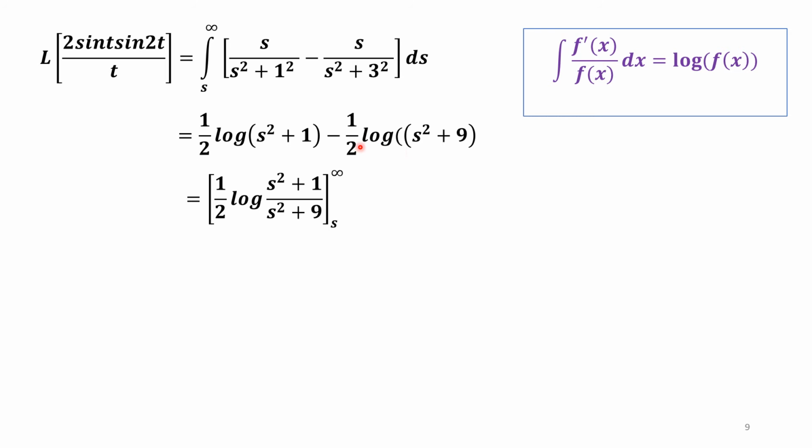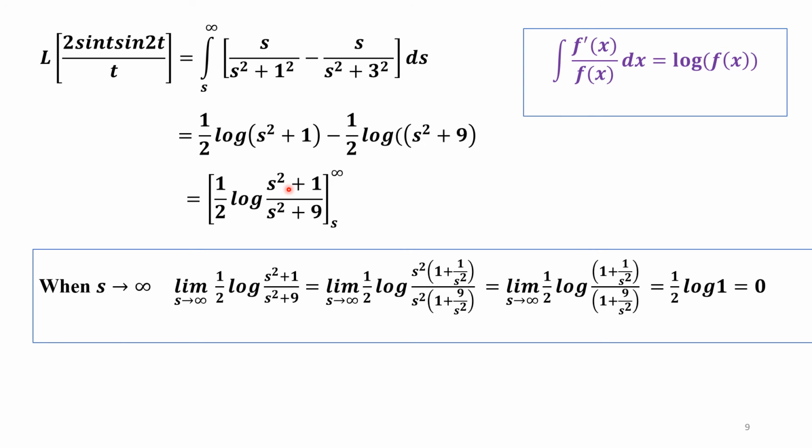We can combine, as we have not applied the limits yet. Before that we can combine the logs: log a minus log b, which is log of a by b, and then apply the limits s to infinity. Thus we have integrated, combining these two terms and then applying the limits. Again put s equal to infinity. When we put s equal to infinity, the whole term will become infinity upon infinity, which is not defined. So we have to calculate the limit s tending to infinity.